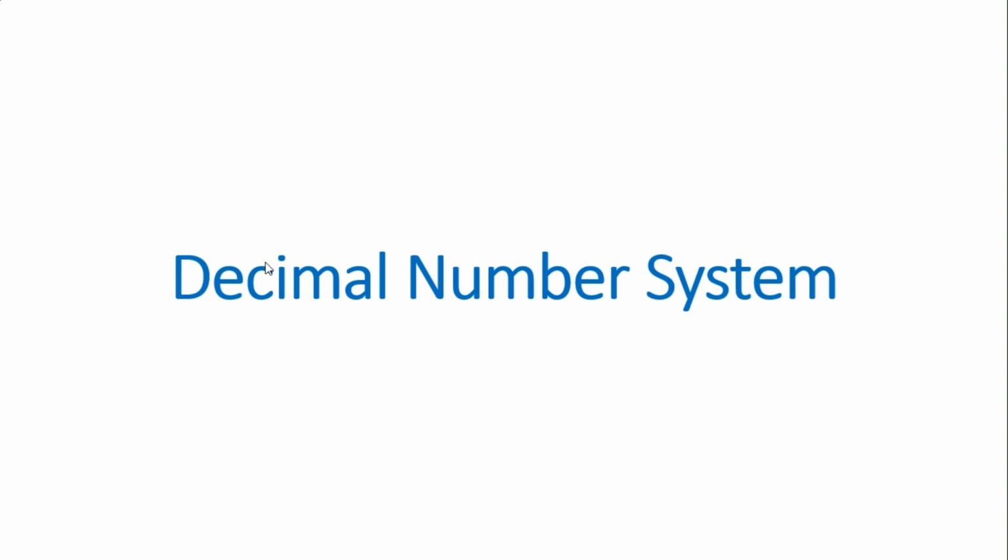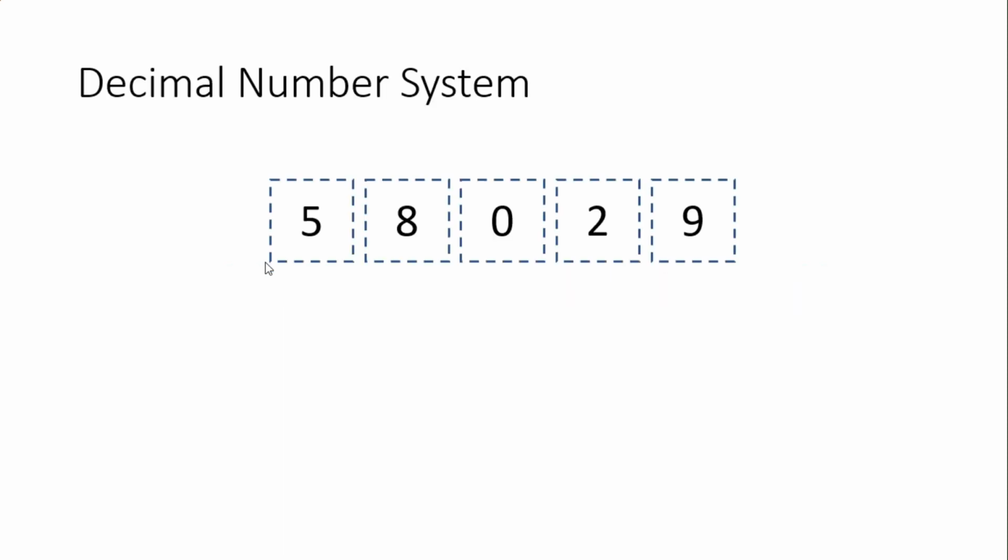So first of all, let's see what is the decimal number system. For example, I have written 58029 in decimal number system. This is 58,029. Now here each place stands for something. Any number at this place means 9 times 10 to the power 0, that is 9 times 1. Anything here means 2 times 10 to the power 1, that is 20. And anything here means 0 times 10 to the power 2. It means 8 times 10 to the power 3. And here it means 5 times 10 to the power 4.